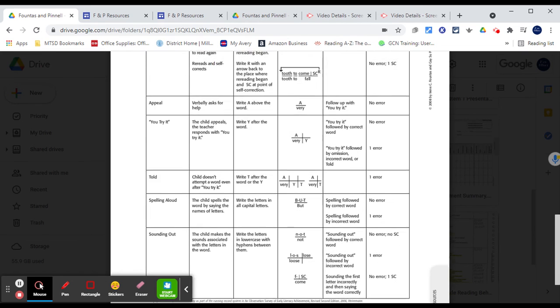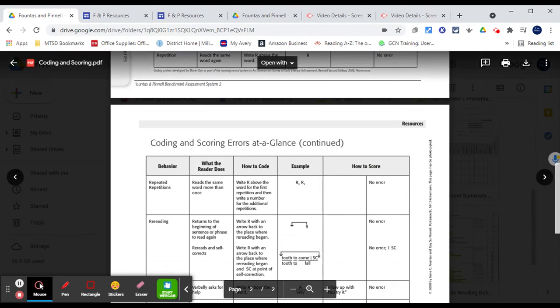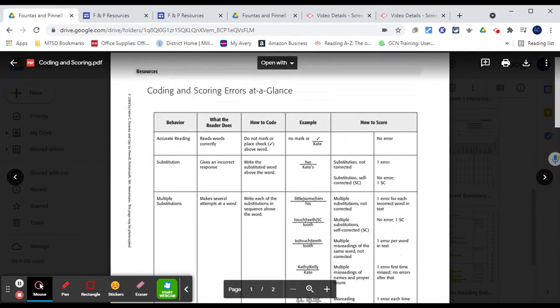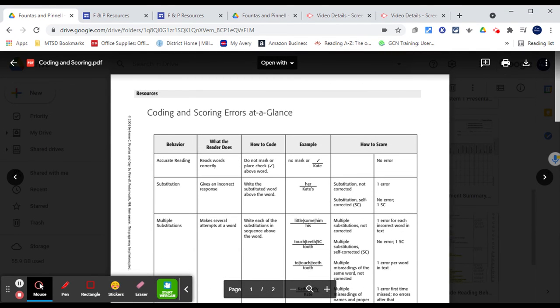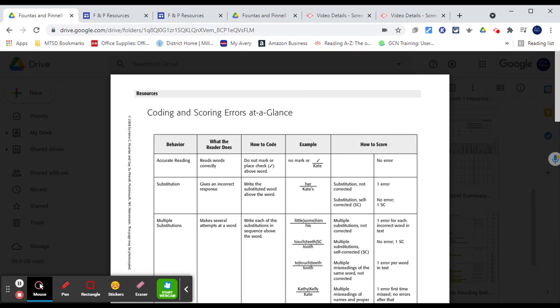I hope that helps. Make sure that you use this coding system. I know that everyone is different, but just do your best. It'll just help us determine what intervention is necessary for the student.